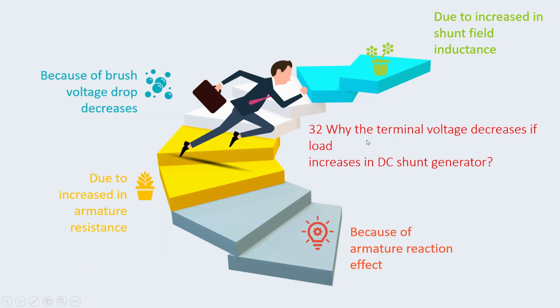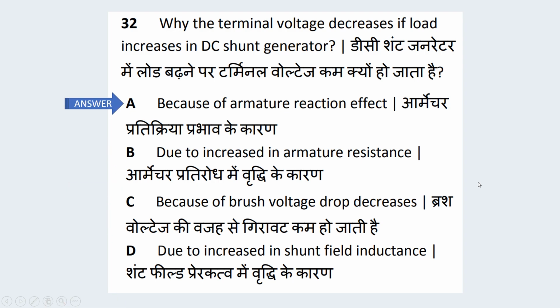Why does the terminal voltage decrease if load increases in DC shunt generator? Because of armature reaction effect, due to increase in armature resistance, because of brush voltage drop, decreases due to increase in shunt field inductance. The answer is because of armature reaction effect.